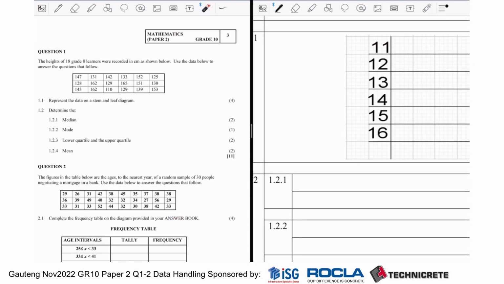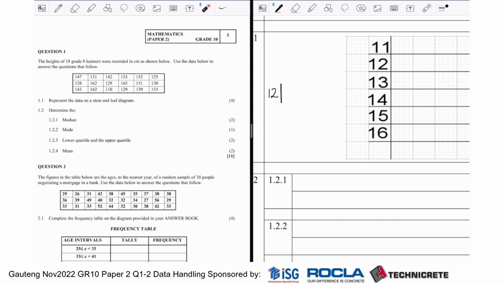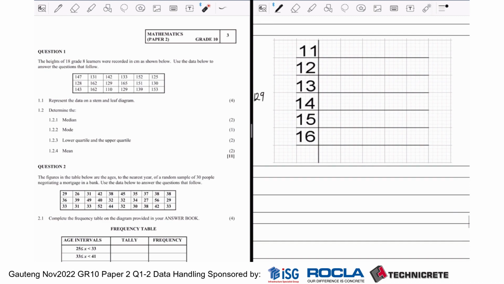So the first thing that I'm going to do is write a key. So for example, for my key, I'm going to choose one of the data points. I'm going to choose this 129, and I'm going to say that 1, 2, and with this line in between, nine means 129, and that's my key. Alright, and then I can go ahead and fill in the chart with the numbers in ascending order.